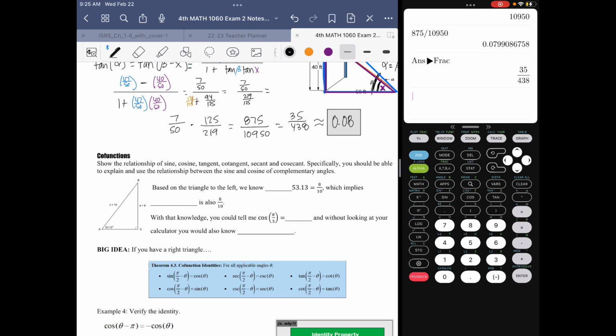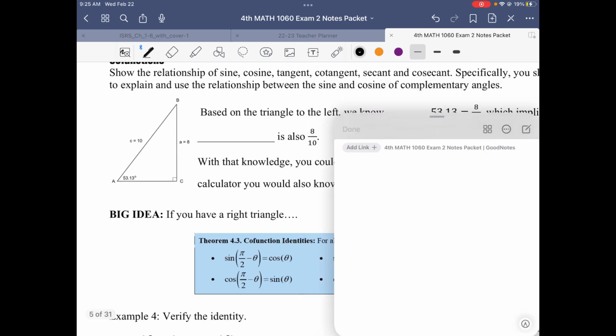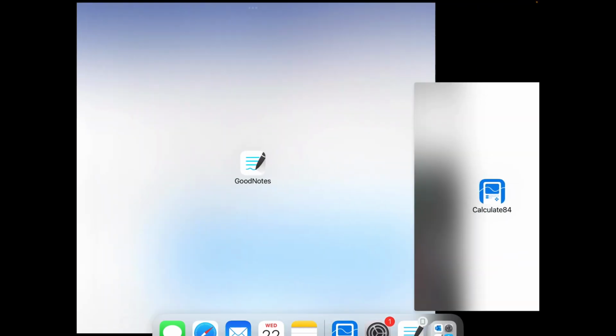Okay, so we're going to jump right into cofunctions now. So I want you guys to take a look at this. You know what? I do want that up still, actually. Sorry, just one second. Let me get the calculator back up.